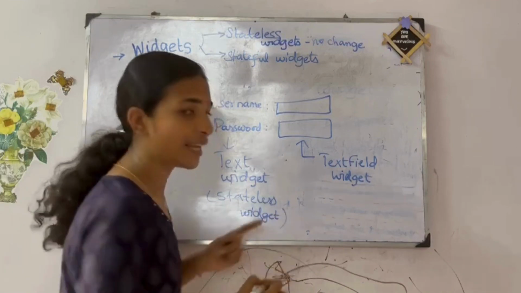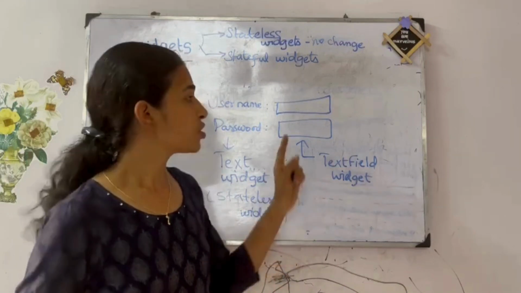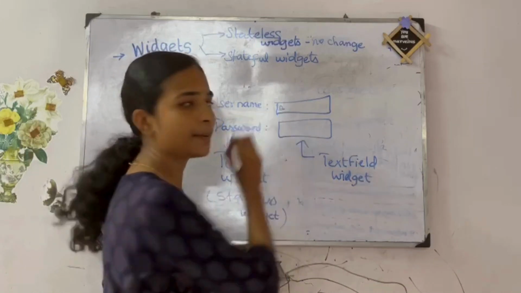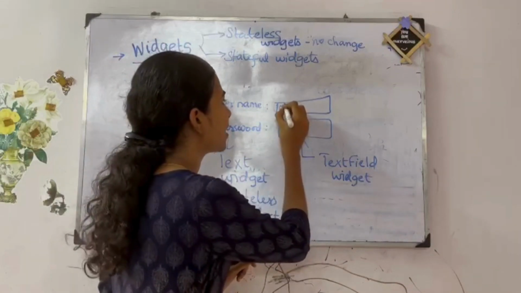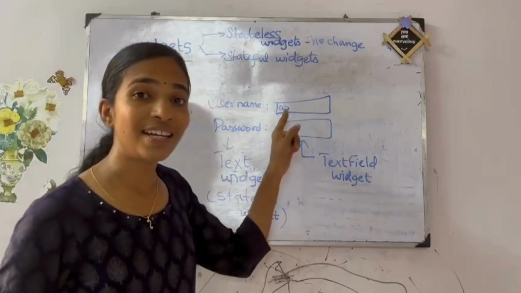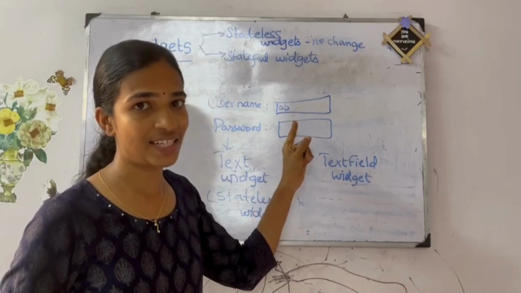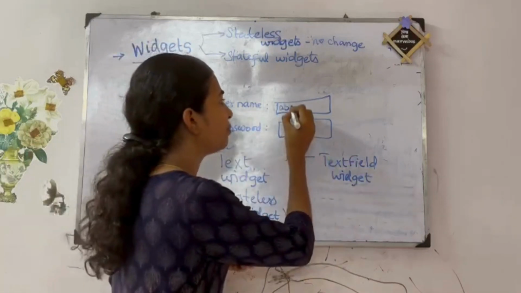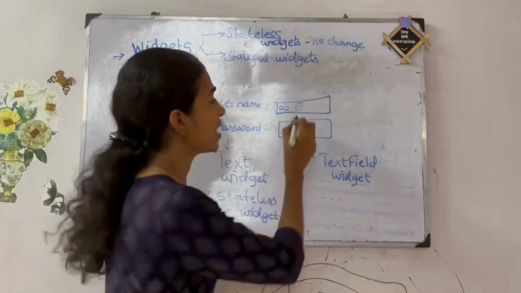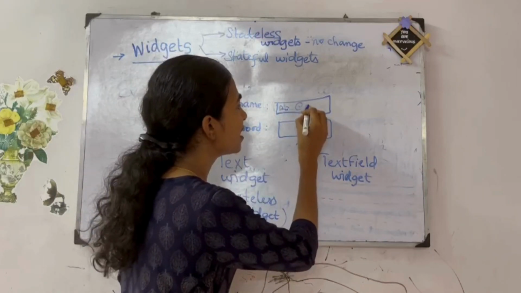Now let me take the text field widget. Okay, so first let me enter A. This is the first state of the text field widget. Next I am going to enter B. Now the state of this text field widget has changed from empty to A to AB. Again it keeps changing. You see, the state of this widget keeps changing.